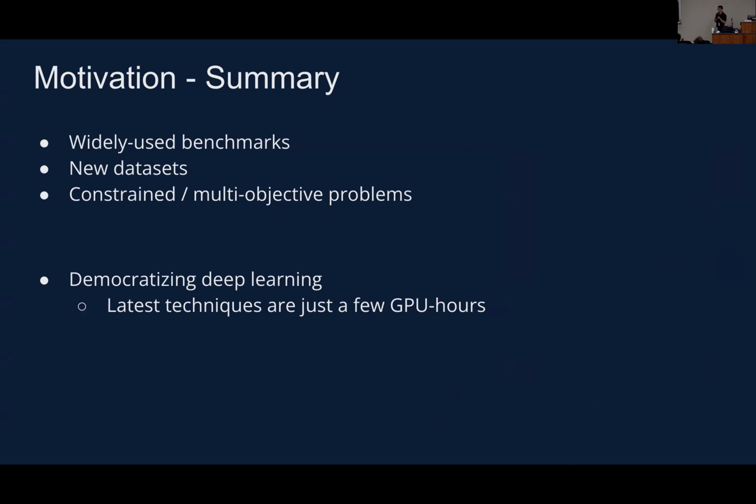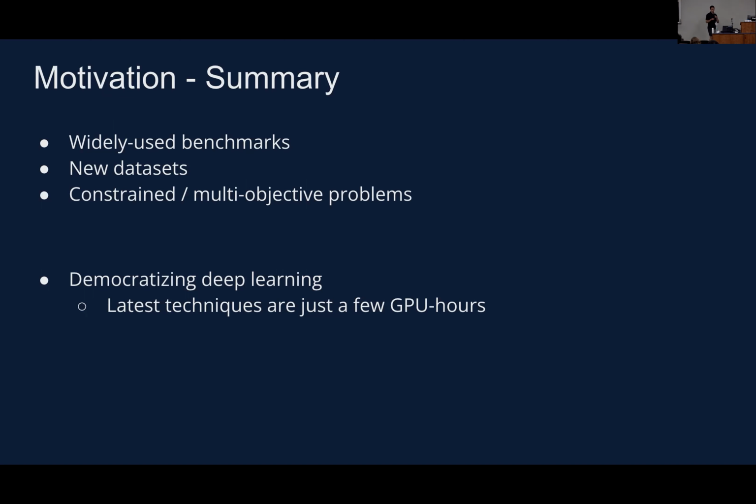Okay, so I gave quite a lot of motivation. So this is just a summary. NAS can do well on the most widely used benchmarks like ImageNet, also on new data sets that we haven't seen before, and also on fitting high performing models onto edge devices. And another thing is that NAS is really helping to democratize deep learning.